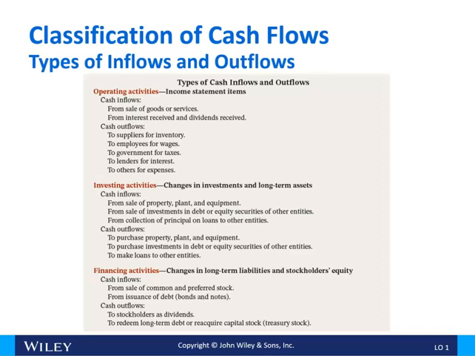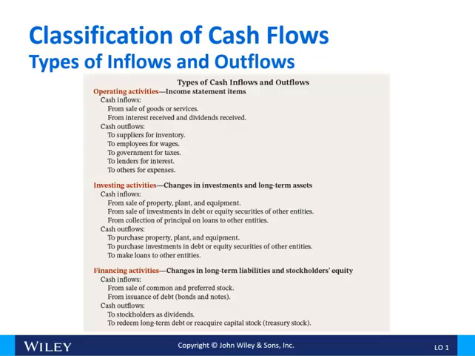Investing activities, again, changes in investments in long-term assets. So if we sell any property, plant, and equipment, if we sell investments in debt and equity securities of other entities, if we collect principal on loans to other entities, so we issue bonds or that type of thing, and they pay us back. Cash outflows, if we purchase property, plant, and equipment, we purchase investments in debt and securities of other entities, and if we make loans to other entities. So if we set up that notes receivable that we talked about in Chapter 8, it would show up here.